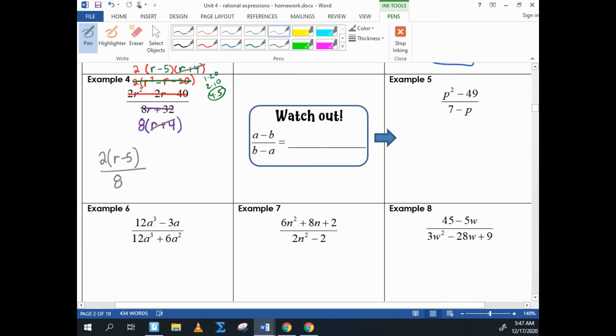Now I look at my monomials last, and I say, okay, the number 2 divides into both of those. This is 2 times 1, this is 2 times 8. So you can just divide them both by 2, and that goes to a 4. So you've got an r minus 5 in the numerator over 4 right there.